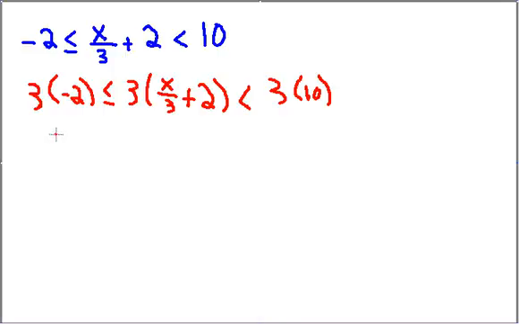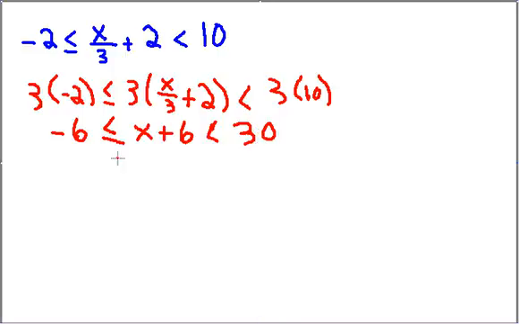Now let's go ahead and calculate some things out here. 3 times minus 2 is minus 6, and that's going to be less than or equal to 3 times x over 3, which is the same thing as x. 3 times 2 is 6, so that's going to be x plus 6, and that's going to be less than 3 times 10, which is 30.